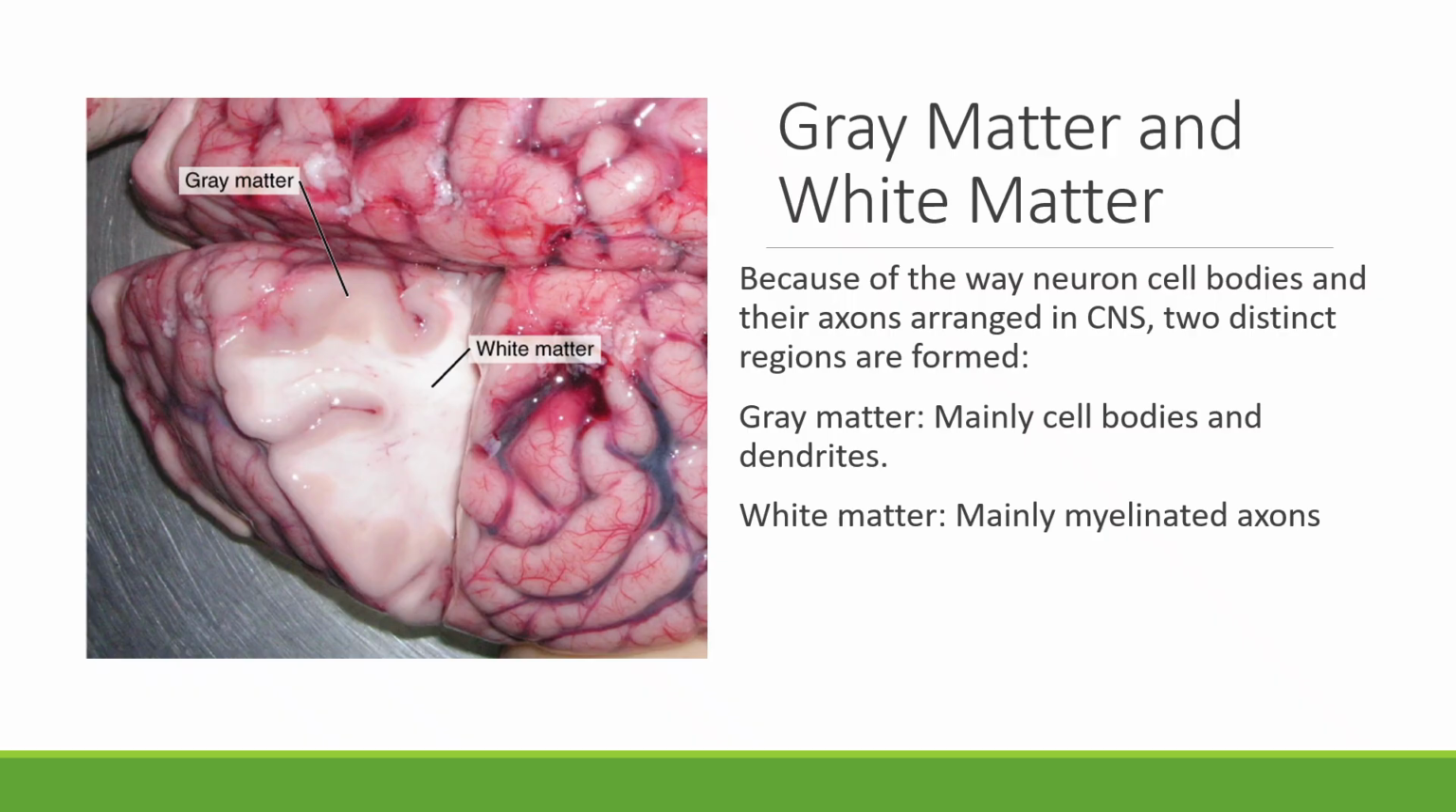So those are your different types of glial cells that you'll want to know about, and make sure that you can explain each of them. Gray matter versus white matter, because of the way the neuron cell bodies and the axons are arranged, we have two distinct colors or regions that we see. Whenever you see gray matter in the brain, that is cell bodies and dendrites and unmyelinated axons. When you see white matter, it is mainly myelinated axons. So that's the difference between those two.